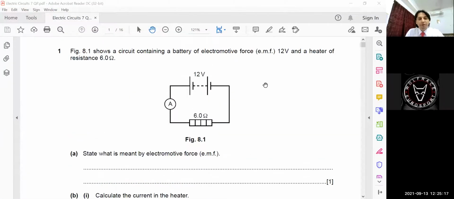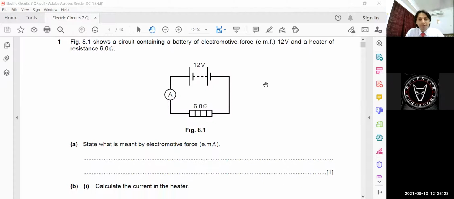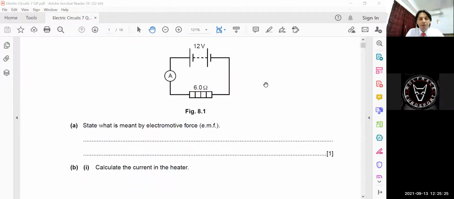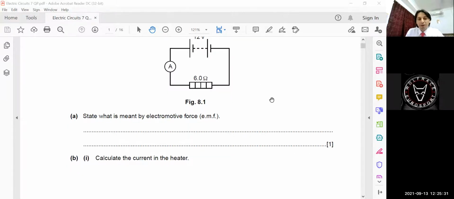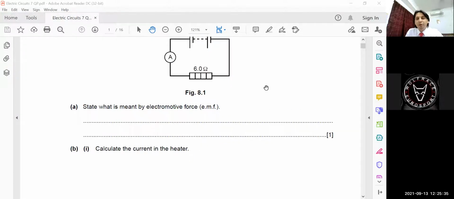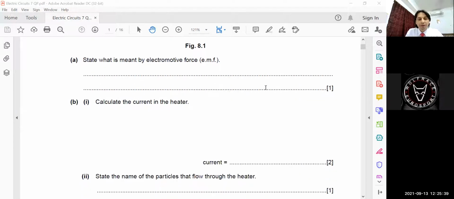In question number one, the figure shows a battery having some EMF and a heater having a resistance of 6 ohm. State what is meant by EMF. This definition I'm not taking, children. What do you mean by EMF of a cell or a battery? Amount of energy required to make a charge to flow in an electric circuit.